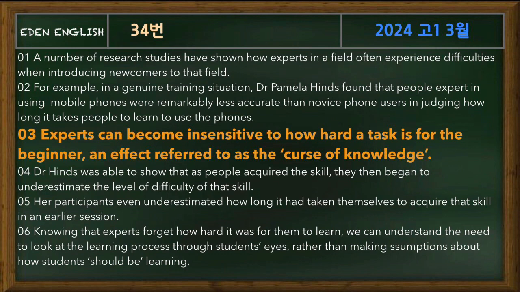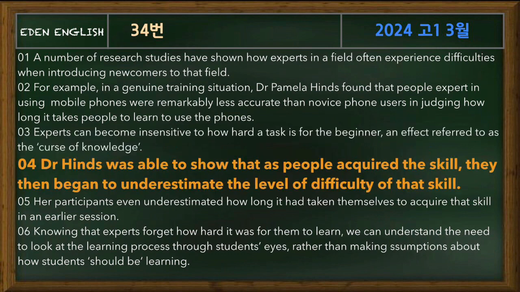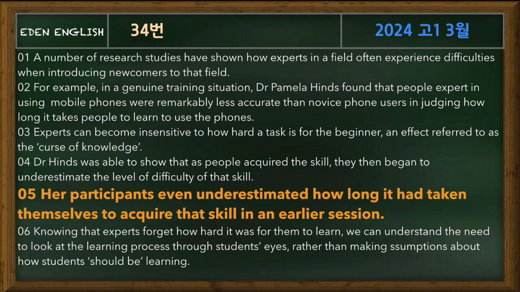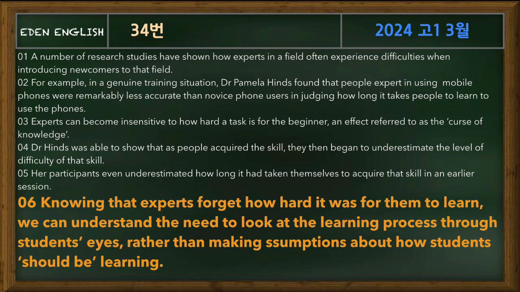Experts can become insensitive to how hard a task is for the beginner, an effect referred to as the curse of knowledge. Dr. Hines was able to show that as people acquired the skill, they then began to underestimate the level of difficulty of that skill. Her participants even underestimated how long it had taken themselves to acquire that skill in an earlier session. Knowing that experts forget how hard it was for them to learn, we can understand the need to look at the learning process through students' eyes, rather than making assumptions about how students should be learning.